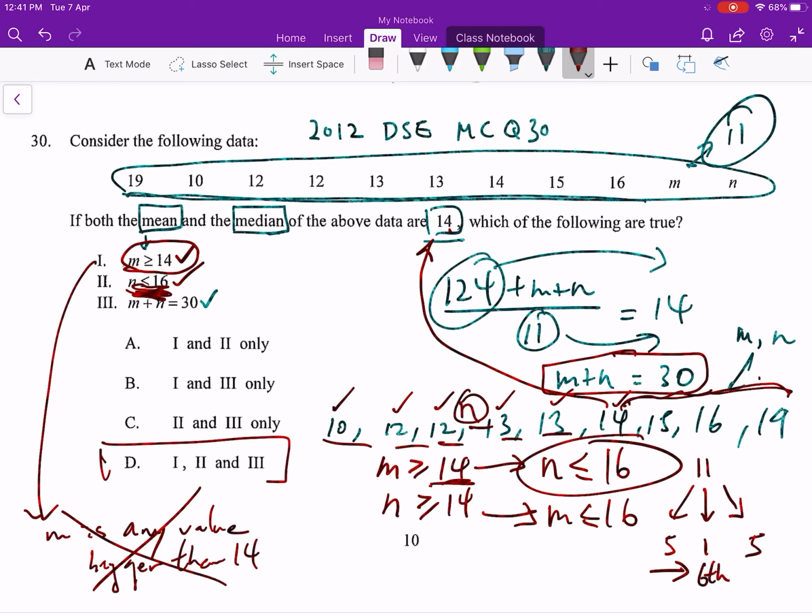So actually this one's alright. You can see that the answer is D, 1, 2, 3. I really hope that you understand why I can still choose the second one as the answer. This is the main point.